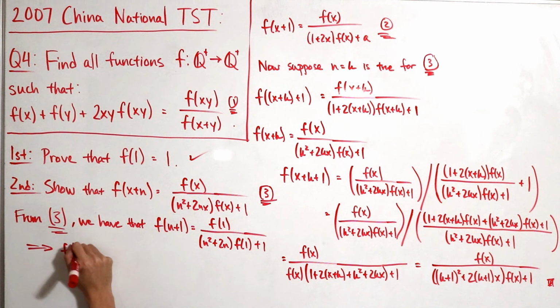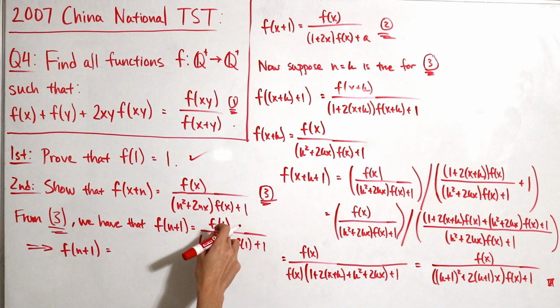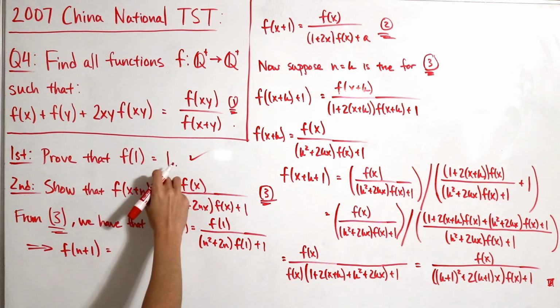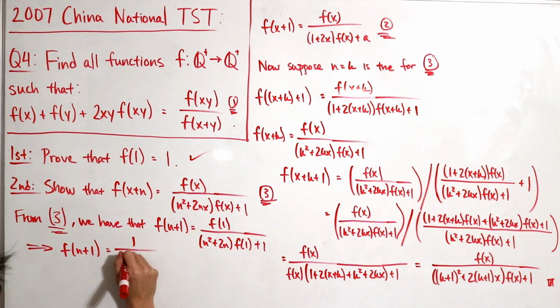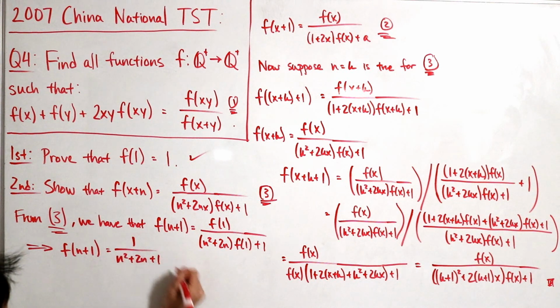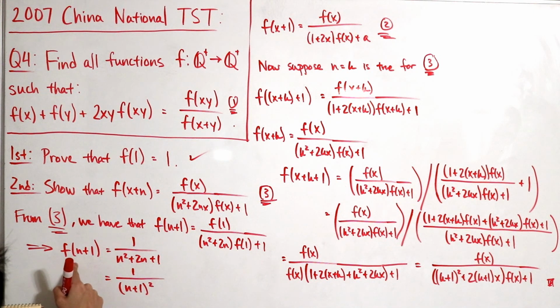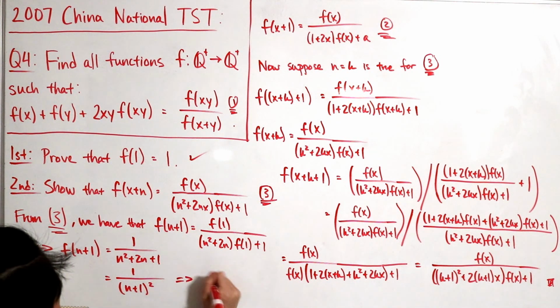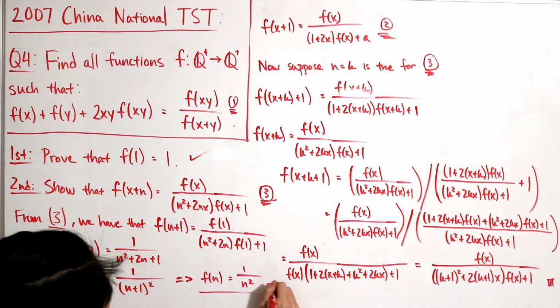So let me see, I'll put back f of n plus 1. Then we would have f of n plus f of 1 is equal to 1, since we just proved that, so the numerator would just be 1. Then this would also be 1. So we have n squared plus 2n plus 1, which can be further simplified if you unfoil it, we have n plus 1 squared is equal to f of n plus 1, further implying that f of n is equal to 1 divided by n squared.